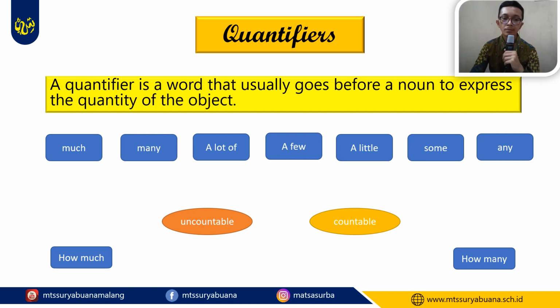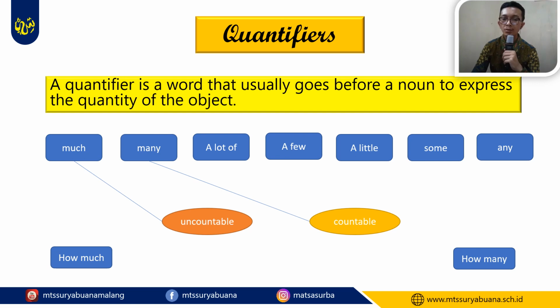Starting from much, much is followed by an uncountable noun. For example, I have much money. The second one, many. Many should be followed by a countable noun. For example, I have many novels.